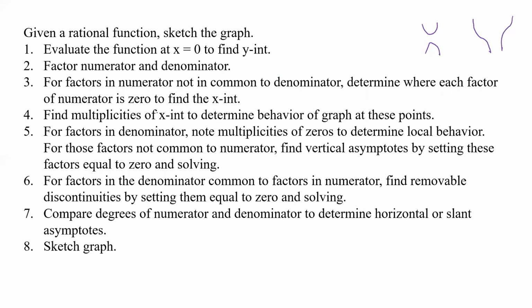Then where was I at? Oh, for factors in the denominator, note the multiplicities of zeros to determine local behavior. For the factors not common to the numerator, find the vertical asymptotes by setting those factors equal to 0 and solving. Okay, so we're going to need to know the multiplicities of the zeros to know how it's behaving, because at our asymptotes, we're going to have different things happening. We could have something like this if it's even, or we can have something like this if it's odd.